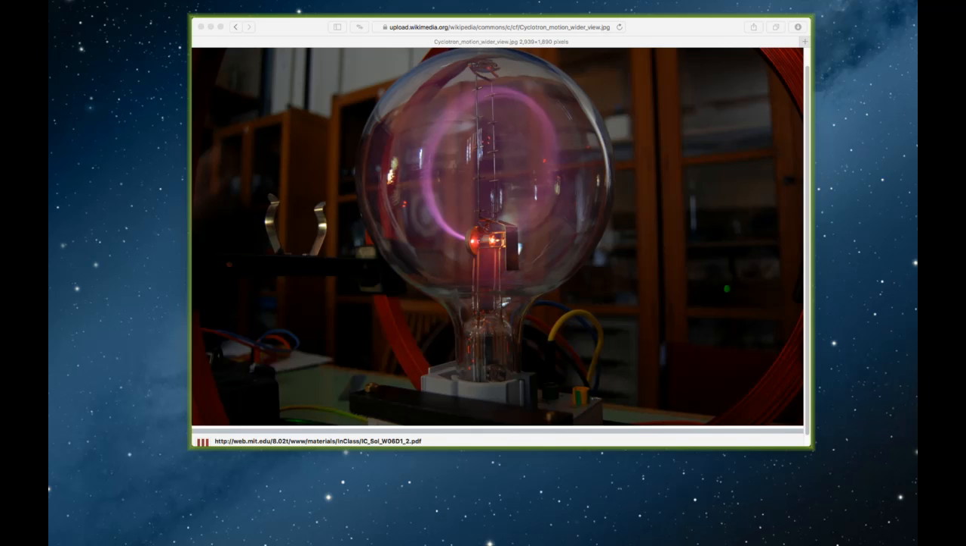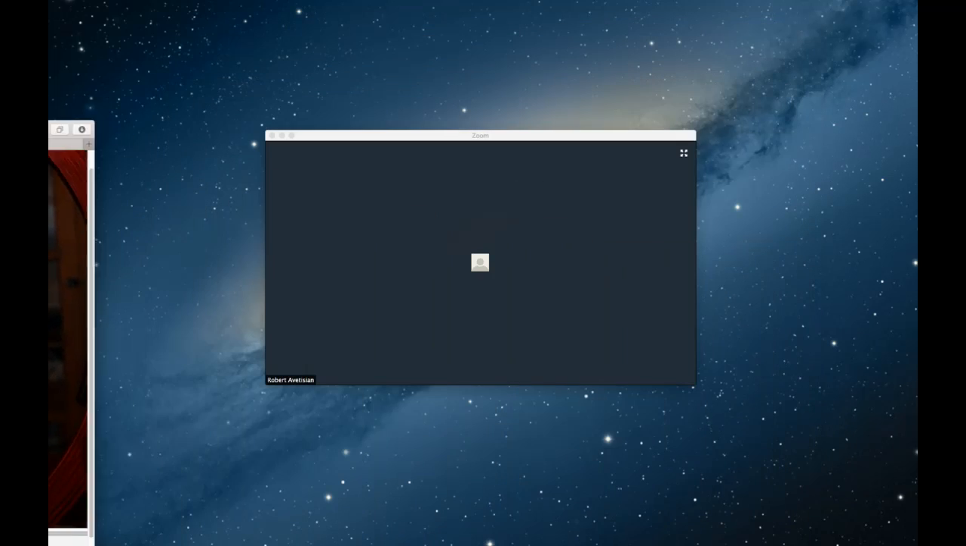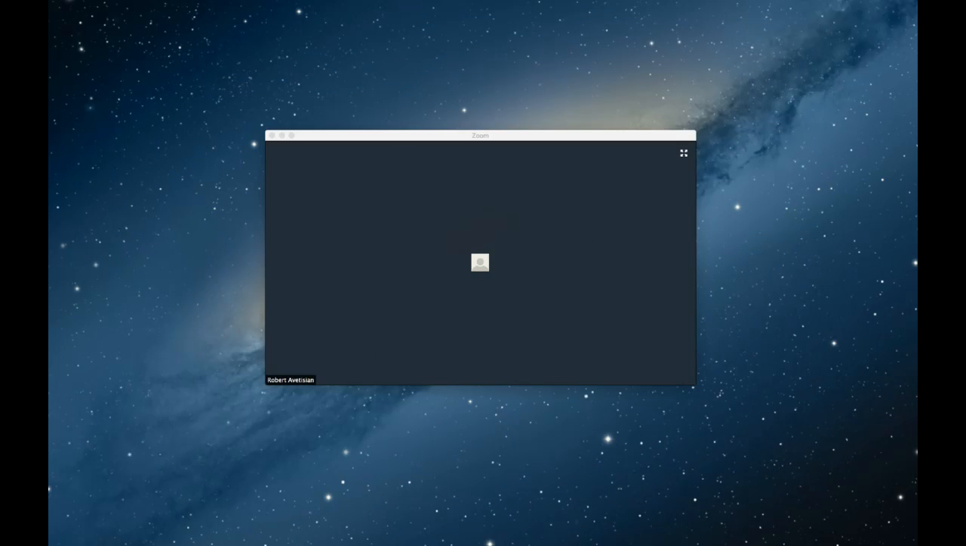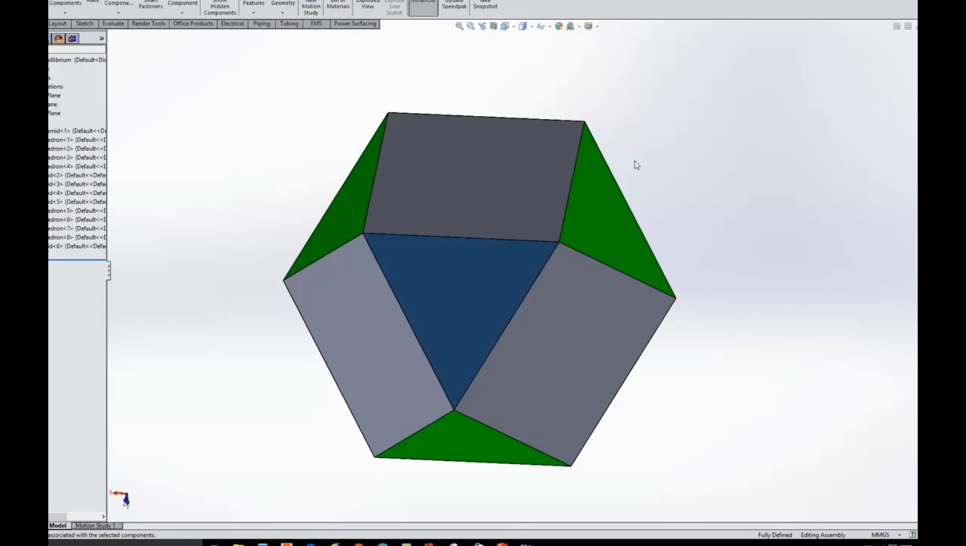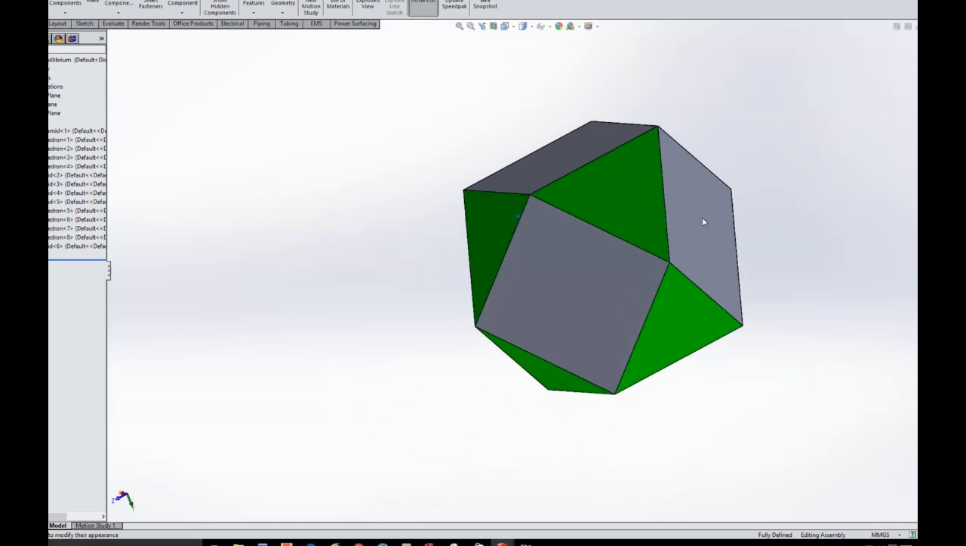Hey Rick, this is Robert. Hi, Robert. Can I share something on these hexagonal things? Sure. Let me share my screen. Yep. Can you see my screen? Yes, we see it well.